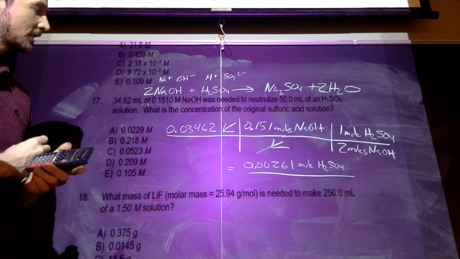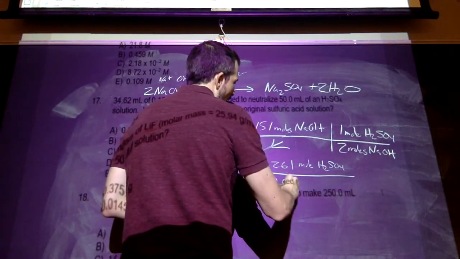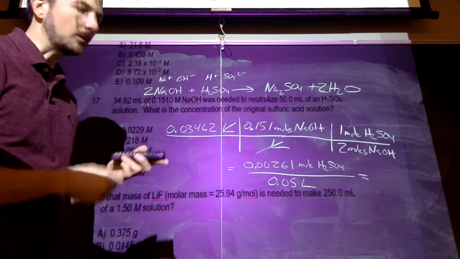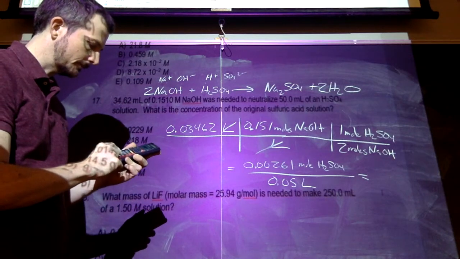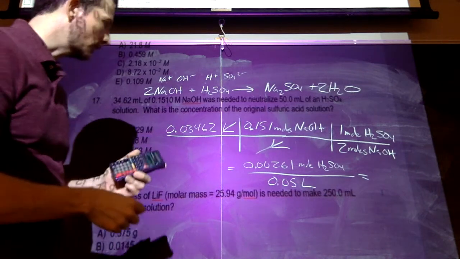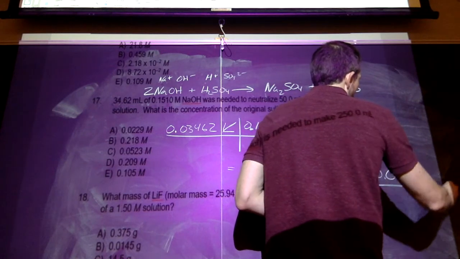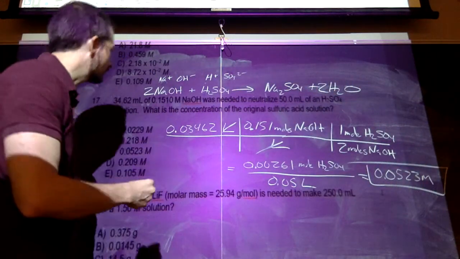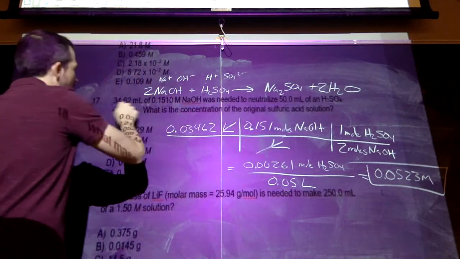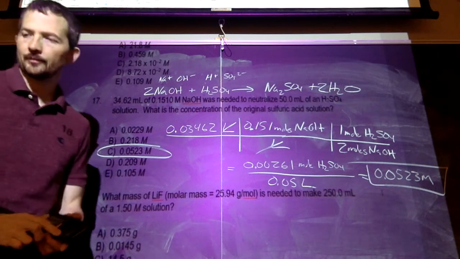I know my volume was 50 milliliters, so I'll change that to liters, 0.05. So then that would give me moles per liter, my molarity. So divide that by 0.05. I get 0.0523. To 3 significant figures, which I have 4 here, 3 here, 4 here, so I go with 3. So C, correct answer.